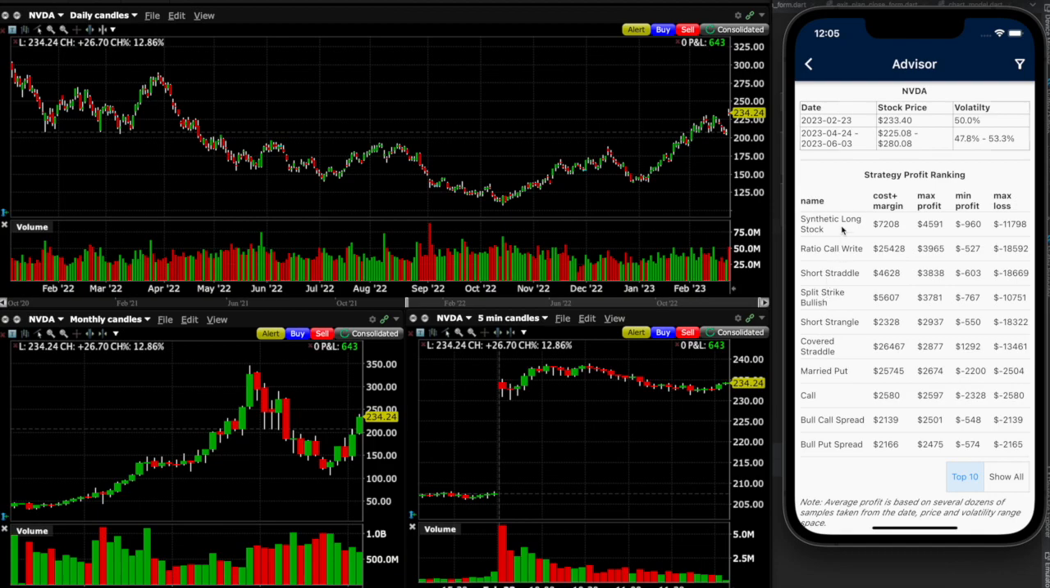Here you'll see the cost plus margin estimation, maximum profit, minimum profit, and maximum loss information. Based on this information, next you will pick a strategy suitable for your risk appetite. Some strategies might look worse than they appear. For example, you might be surprised to see these huge max loss numbers. But in reality, this just represents the worst case scenario.